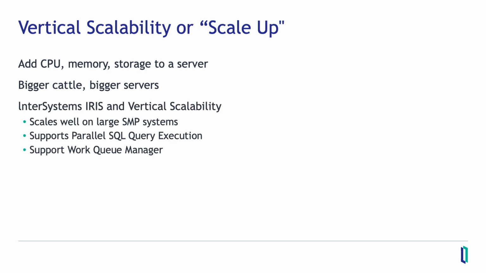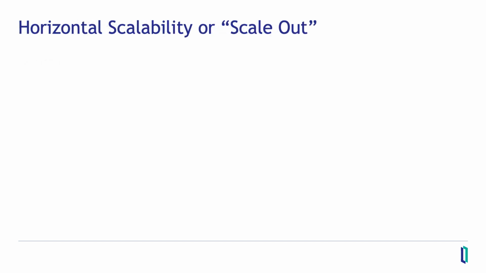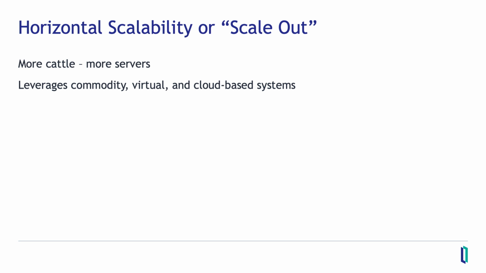Okay, with horizontal scaling, InterSystems IRIS scales well. I'm sorry, last slide. There we go. Horizontal scalability, instead of getting bigger resources, this means adding more resources, like adding more cattle or more servers. This leverages commodity, virtual, and cloud-based resources. And with horizontal scalability, you can achieve near linear price performance and your limitations are much higher.